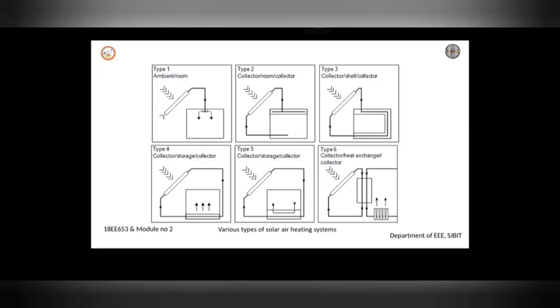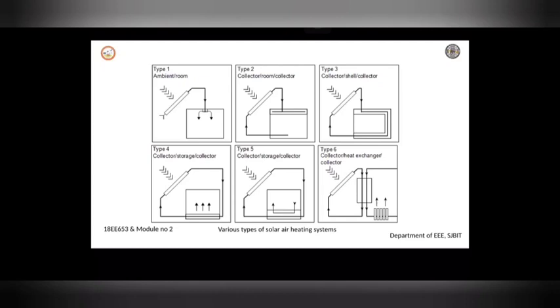Type 2 is a closed path type, where it will circulate room air back to the collector. You can see in the diagram of type 2 that the air is going back. Here the hot air rises to the thermal storage ceiling. Obviously it's a natural phenomenon. The hot air will rise to the thermal ceiling, which will be conveyed back into the room.